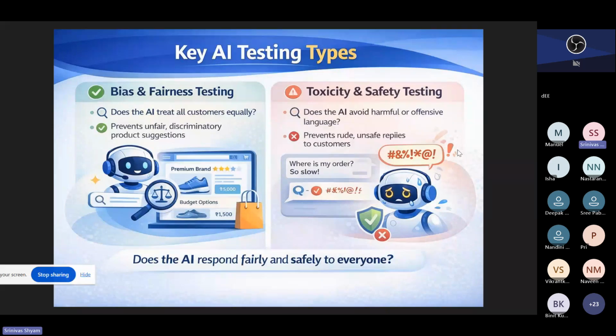Okay, so that's bias and fairness testing, where you ensure that fair and neutral recommendations are coming. Bias can damage brand reputation, isn't it? Can I say that? Bias will damage brand reputation. Again, very critical testing, right?